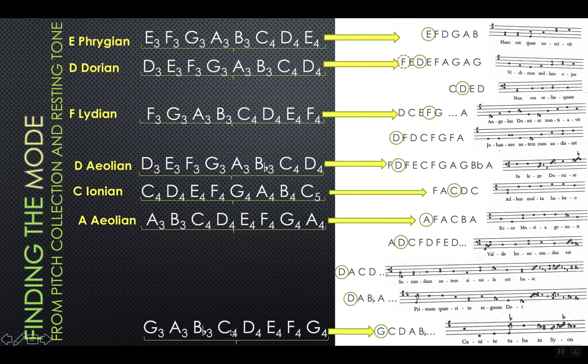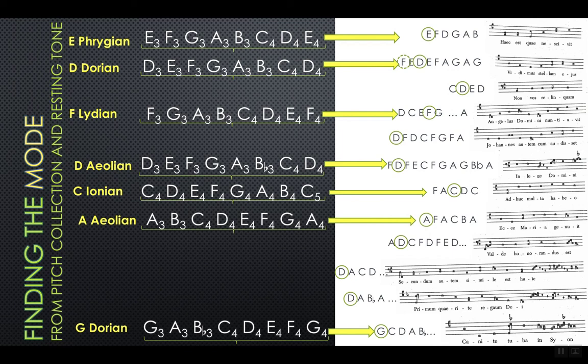G, A, B flat, C, D, E, F, G. So it's a G scale, and then it's got the one flat in it. So G, A, B flat, C, D, E natural, F, G. If this were an E flat, it would just be a plain old G minor, which is G Aeolian, but this is G Dorian. And hopefully the following screens will clarify this.